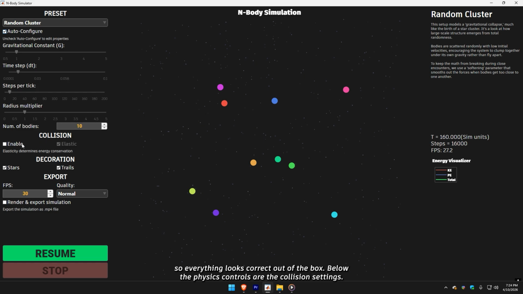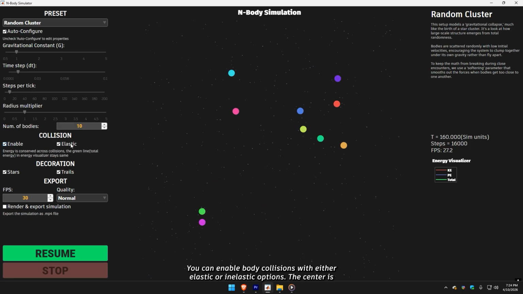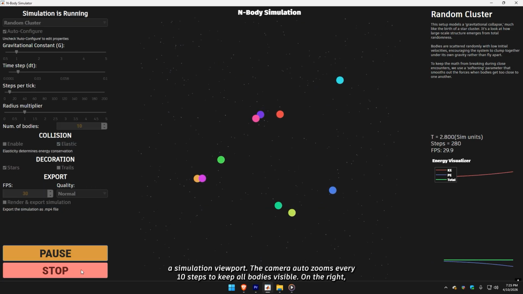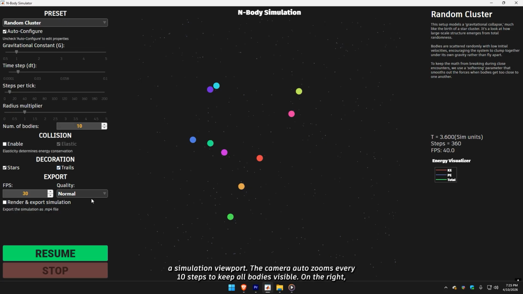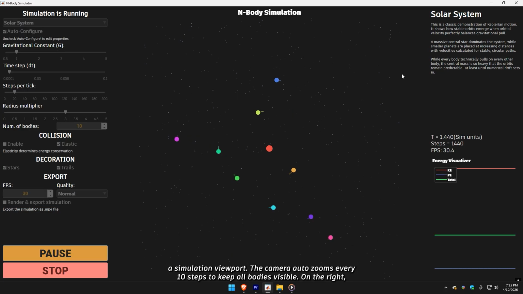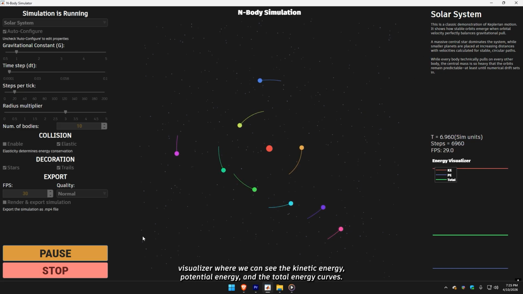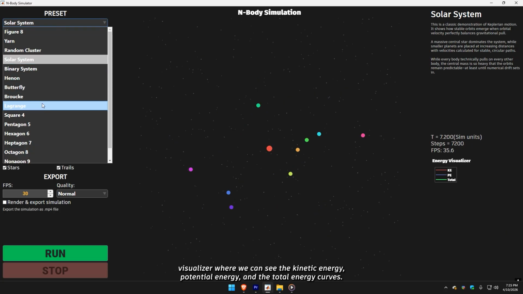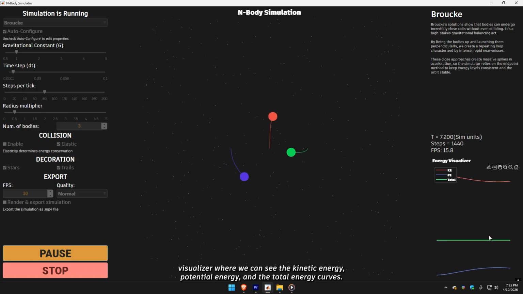Below the physics controls are the collision settings. You can enable body collisions with either elastic or inelastic options. The center is the simulation viewport. The camera auto-zooms every 10 steps to keep all bodies visible. On the right, the top section shows a description of the selected preset. The bottom is the energy visualizer, where we can see the kinetic energy, potential energy, and the total energy curves.